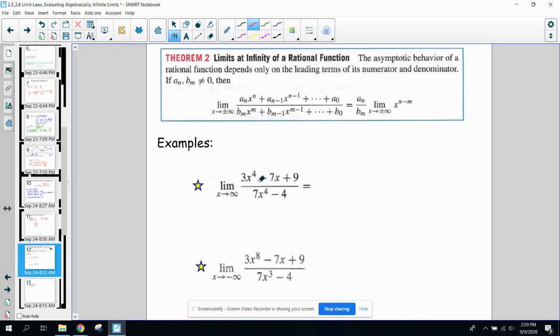So here again, we're plugging in infinity. Well, I'm going to check my degrees. They're the same on the top and the bottom. So this limit is going to be 3/7.